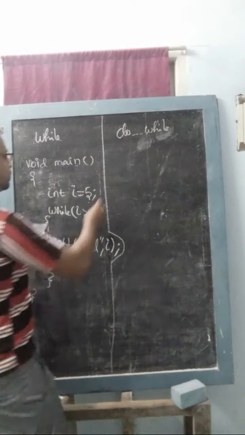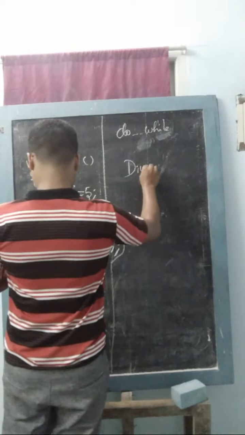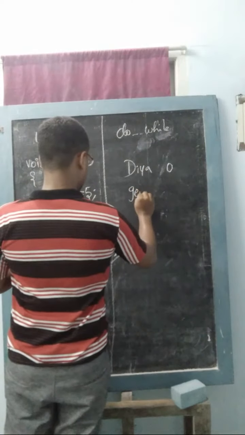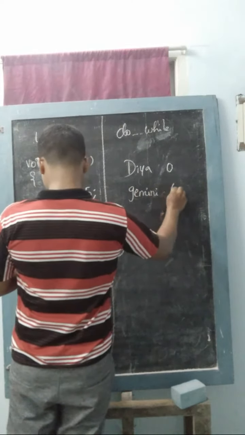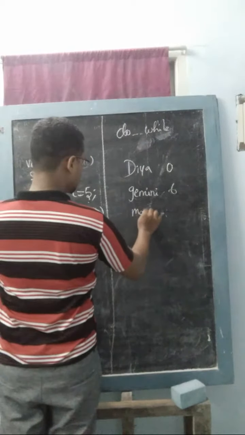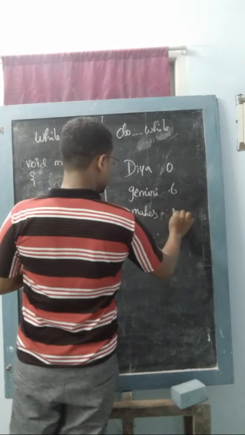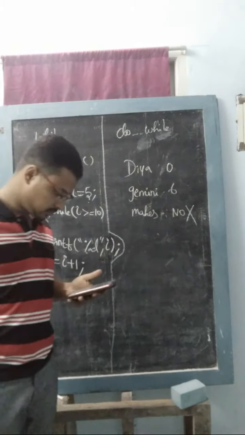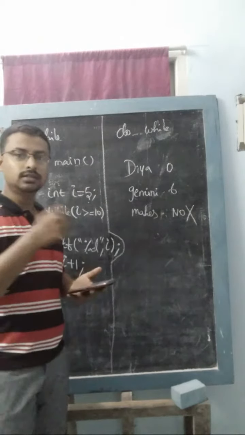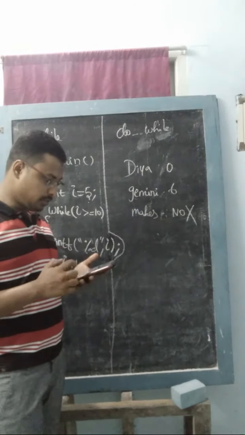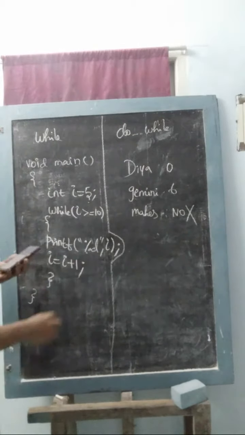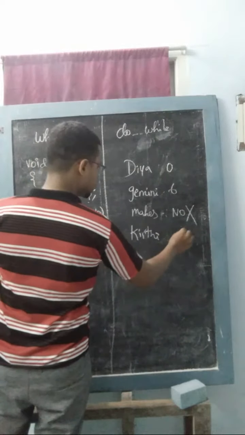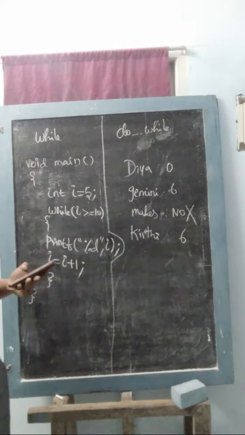Okay, Dia. 0 times, Gemini Mani. 6 times, Makesh. Not executed, no execution. What about others? 13 viewers are watching here. Kritika Kirti, 6 times. What about others?